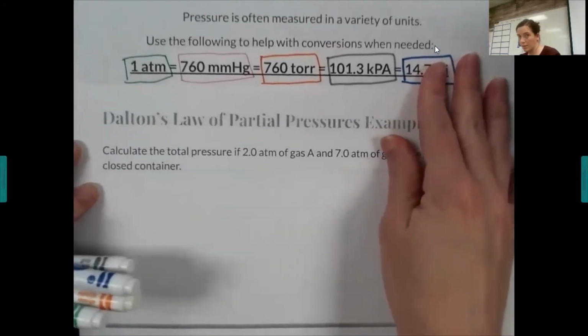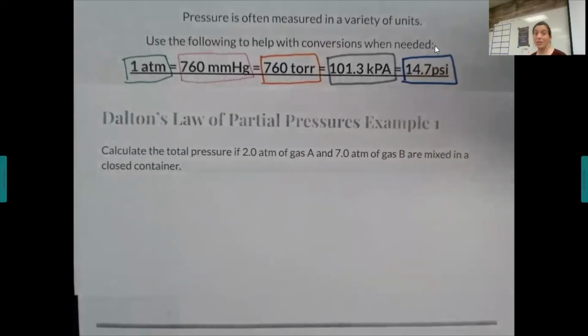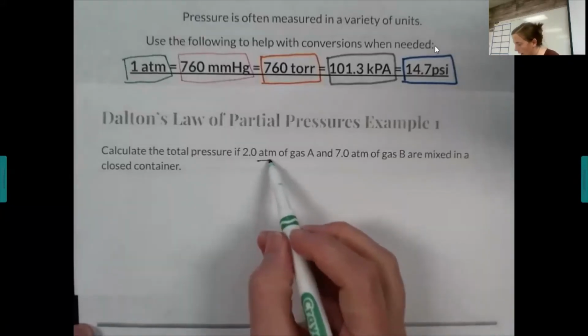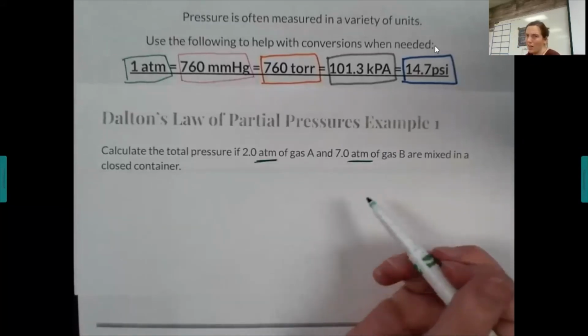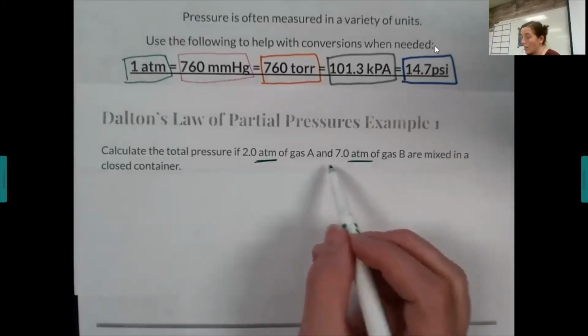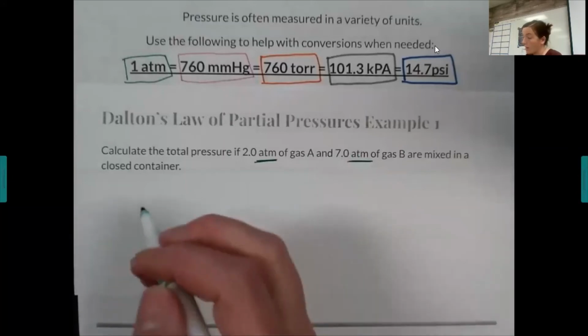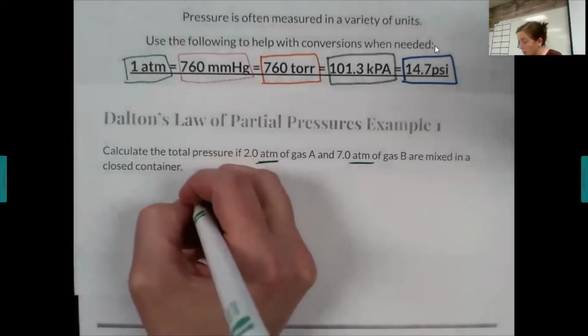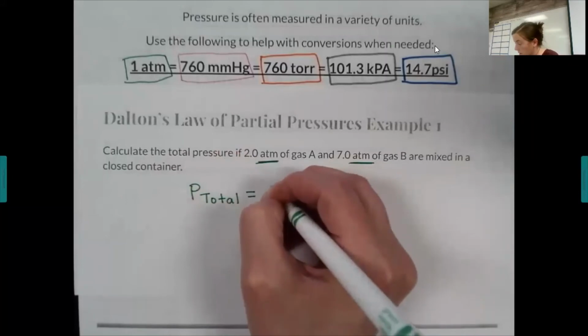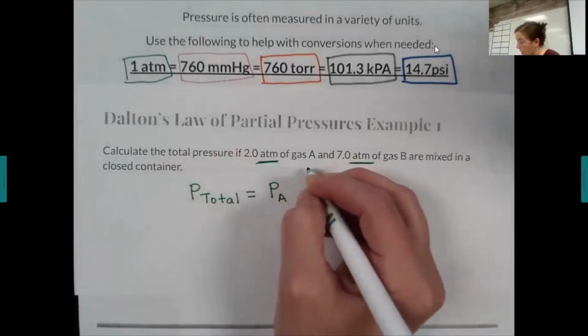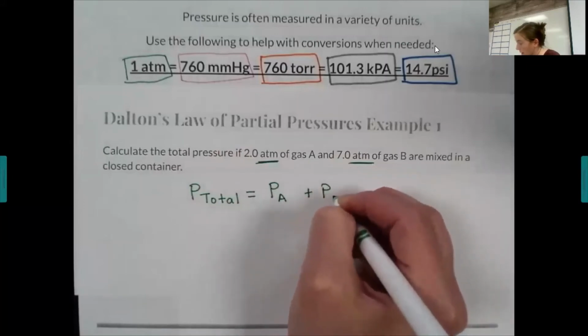I'm just going to keep this at the top here. Example 1 says calculate the total pressure if 2 atmospheres of gas A and 7 atmospheres of gas B are mixed in a closed container. This is atmospheres. My gases are in the same unit and it's not asking for my answer to be in a specific unit, so I'm going to keep these as atmospheres. Now remember, for Dalton's law of partial pressure, P total is equal to the parts. So here we have part A, and then we have part B.